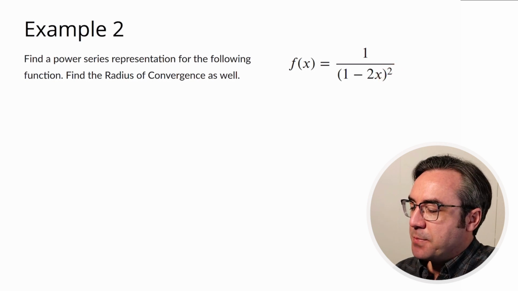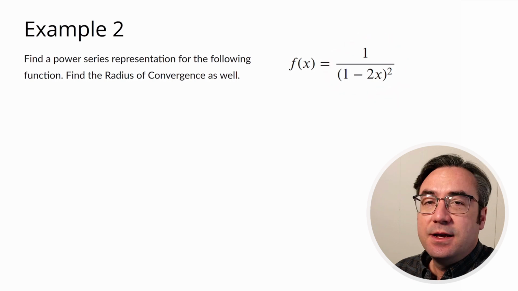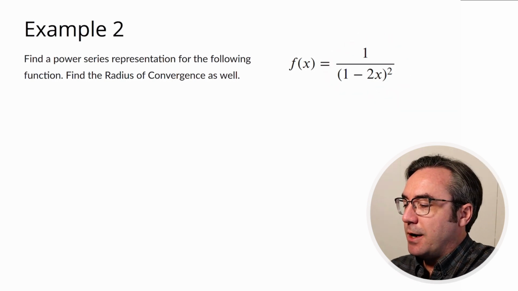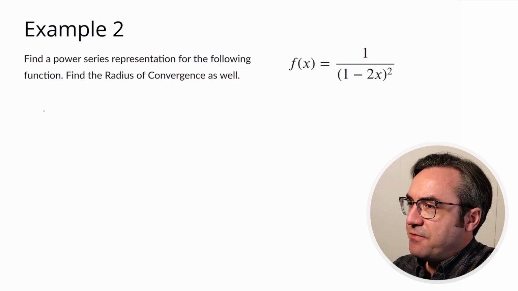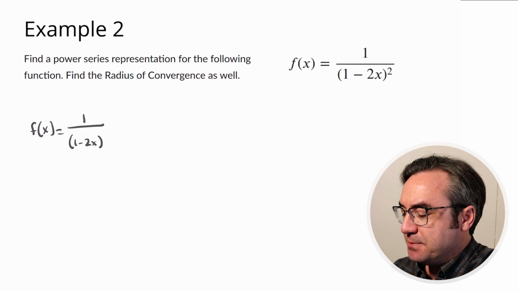So what are we going to do here? Well, we're going to first of all find the power series representation for this function, and then we'll also find the radius of convergence. All right, so let's start with that function. Let's just write it down again. So our function here is 1 over (1 minus 2x) squared.